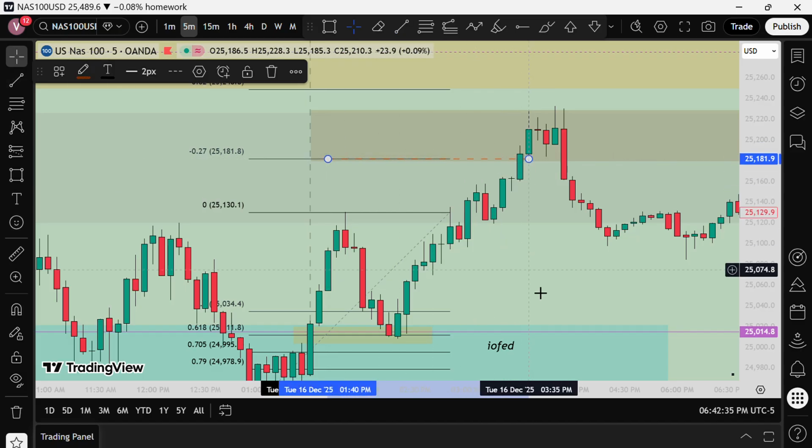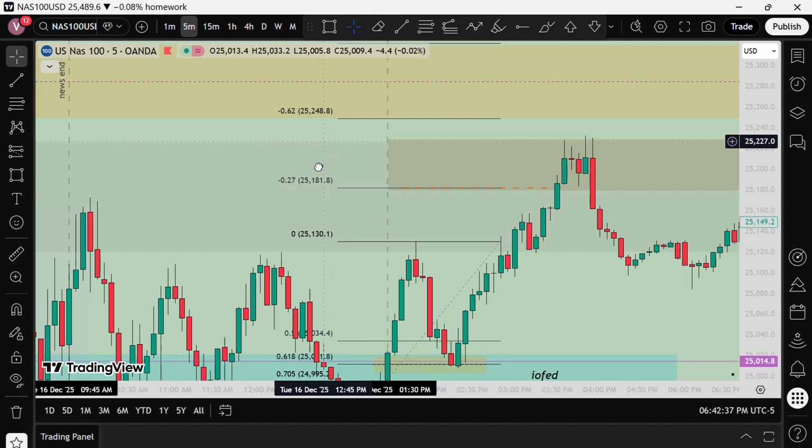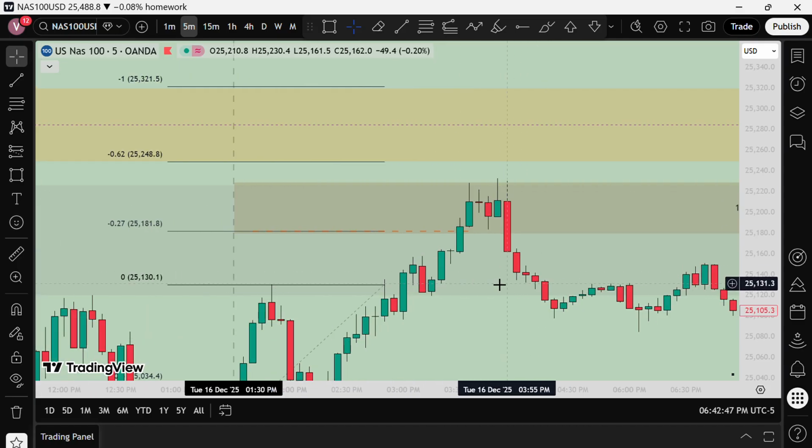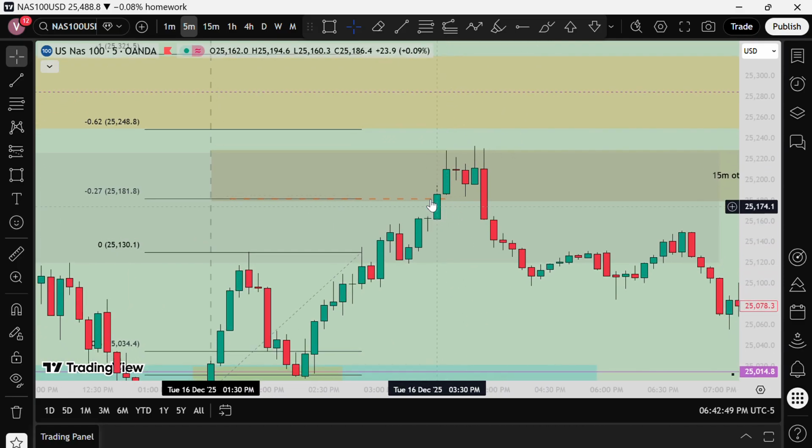You take your first partial and then you plan for the second and the third. I wouldn't go that far. I would have taken it out here. But once you have booked your first partial, you'll see price coming back down.